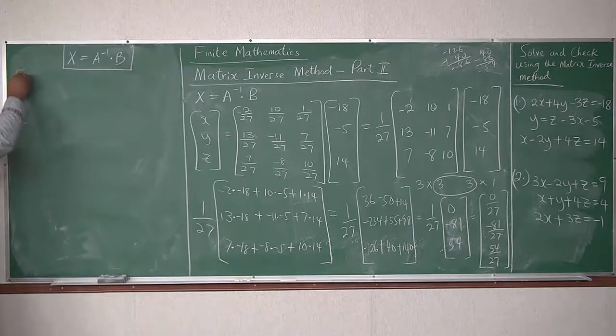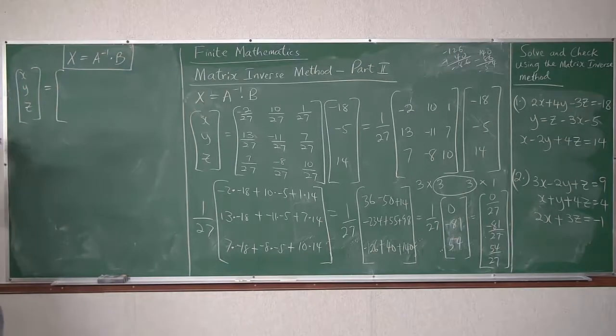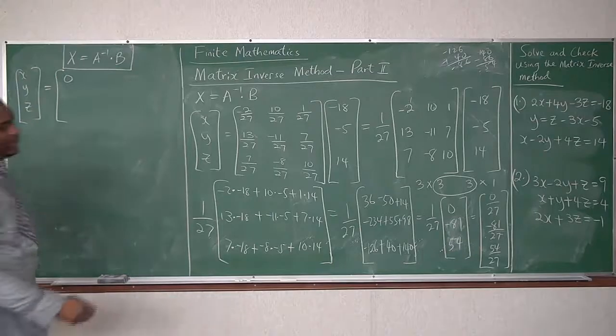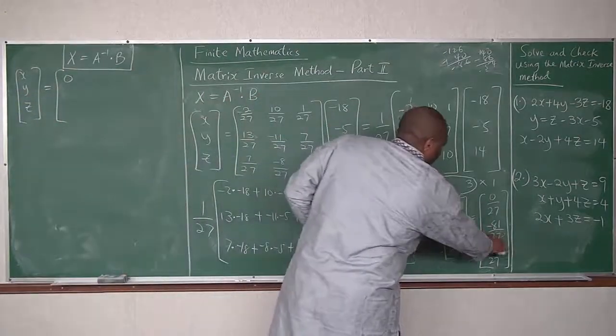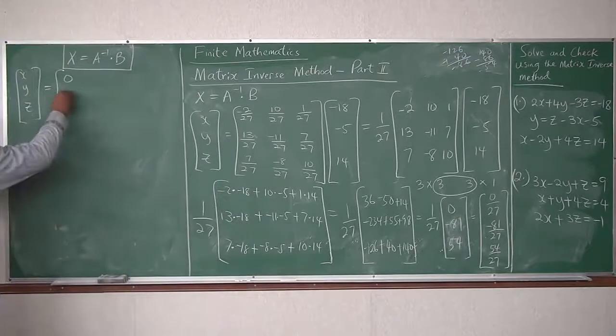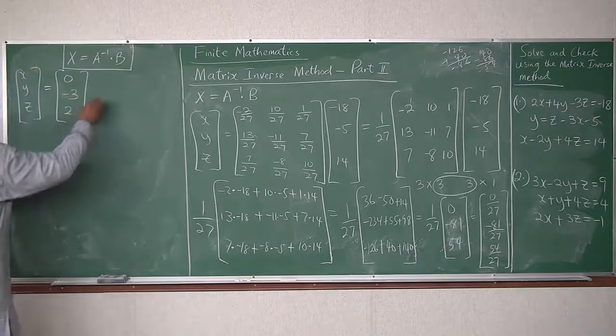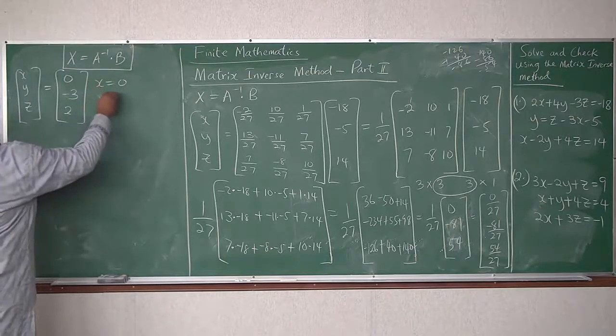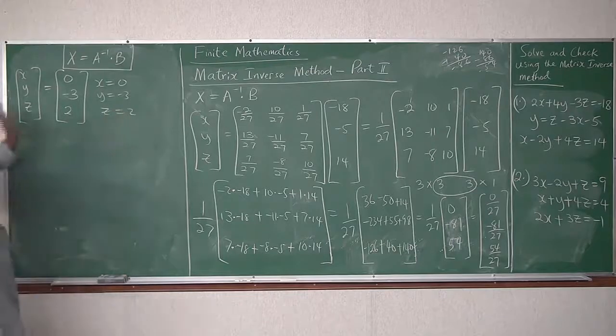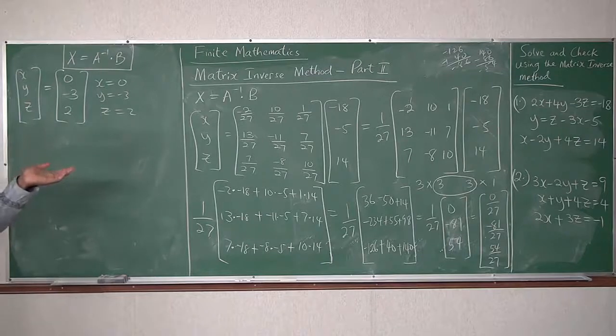We see that our X, Y, Z will be 0 divided by 27 is 0. Negative 81 divided by 27 is negative 3. And 54 divided by 27 is 2. So this means that X is 0, Y is negative 3, Z is 2, from equality of matrices. And this becomes your answer. Do you stop here? No. You check. We have to check for all of them.